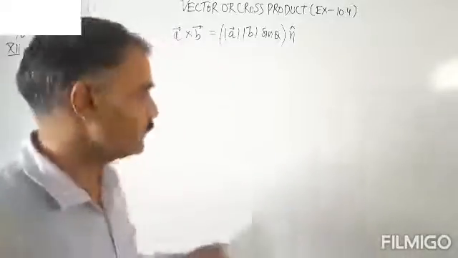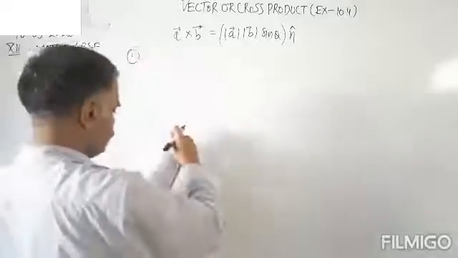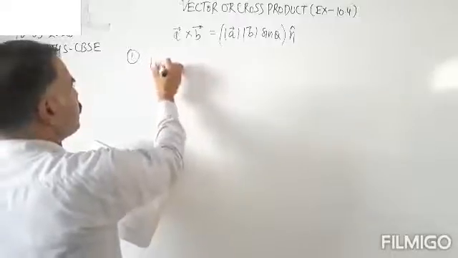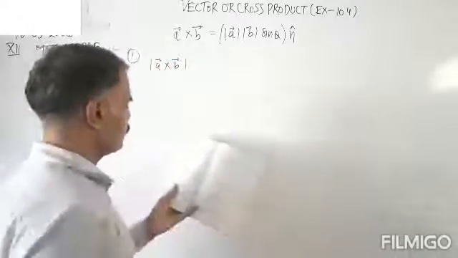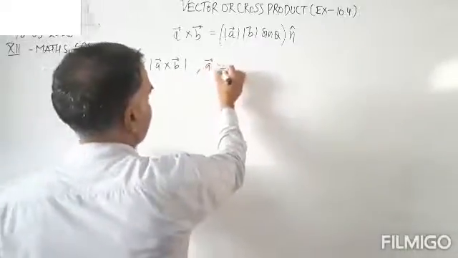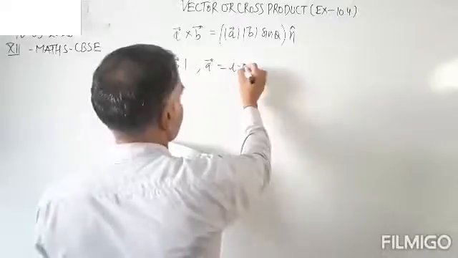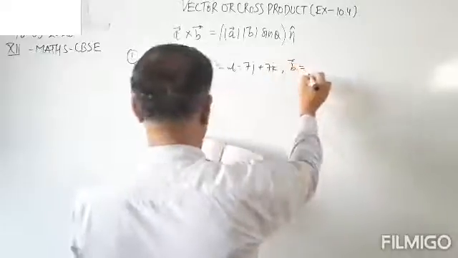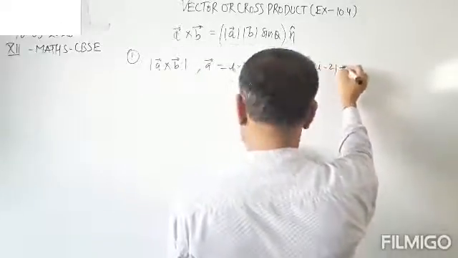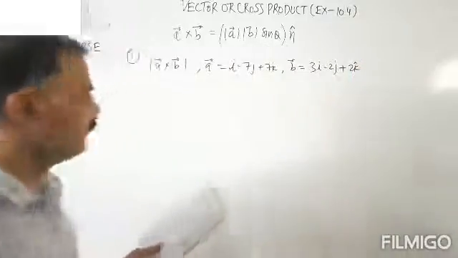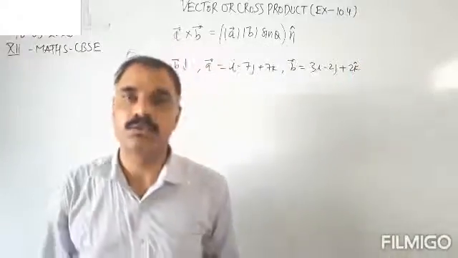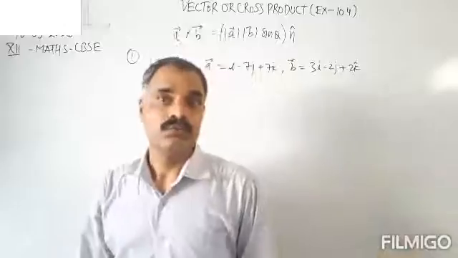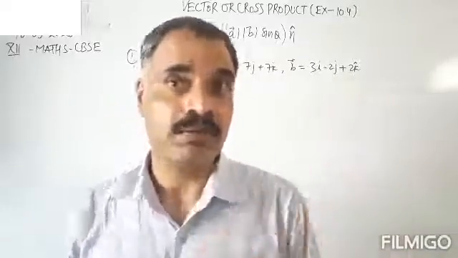First question is, we are starting with the first question, and it is the magnitude of a vector cross b vector. We have to find the magnitude of this, where a vector is given as i cap minus 7j cap plus 7k cap, and b vector is given as 3i cap minus 2j cap plus 2k cap. So 1, minus 7, 7 and 3, minus 2, 2. We have to find the magnitude of a vector cross b vector, but firstly we have to find a vector cross b vector.